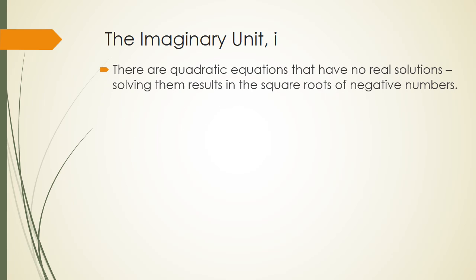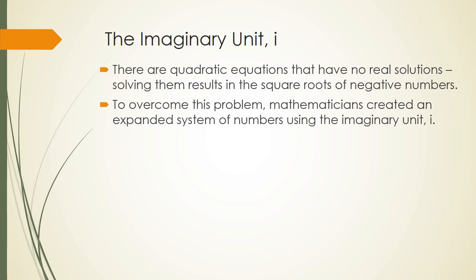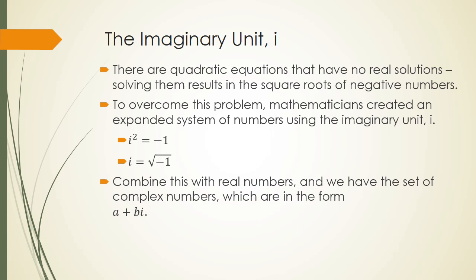Now we've seen there are quadratic equations that have no real solutions. Solving them results in the square roots of negative numbers. To overcome this problem so that they actually do have solutions, mathematicians created an expanded system of numbers using the imaginary unit known as i. The definition of i, well really i squared, is that i squared equals negative 1, which means that i itself is the square root of negative 1. When we combine this unit with real numbers, we have the set of complex numbers.